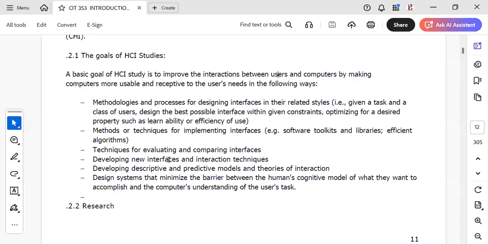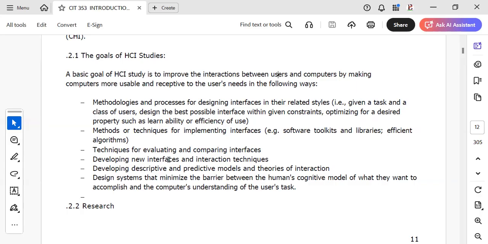First of all, designing the interface and the styles. After designing, we'll go to implementing the interface. After implementing, we go to evaluating and comparison. After we've evaluated and compared interfaces, it will lead us to creating new interfaces and interaction techniques. And of course, it will lead us to developing descriptive and prescriptive models and theories of interaction. This will also help us in achieving the goal of studying human-computer interaction.